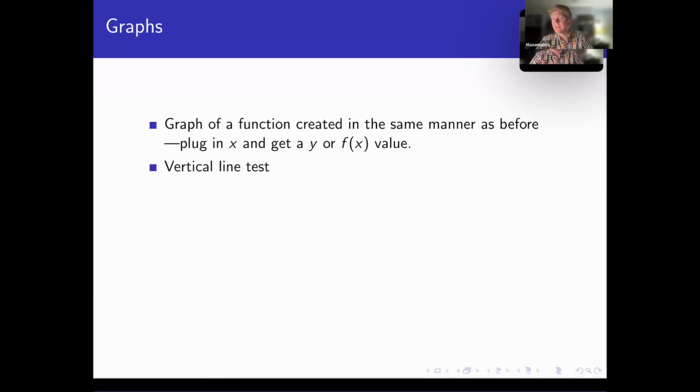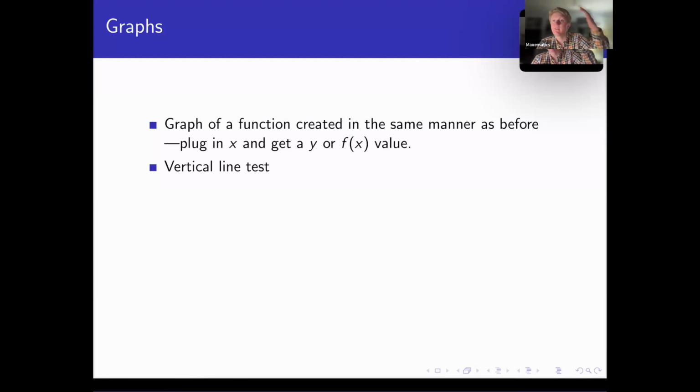But one thing that is interesting is that we can test to see if a graph represents a function. Well, that's called the vertical line test. Vertical line test says if your pencil or your vertical finger, whatever it is, covers any 2 points at once on the graph of your equation, then the graph does not represent a function.